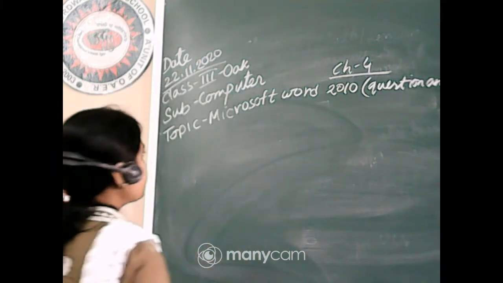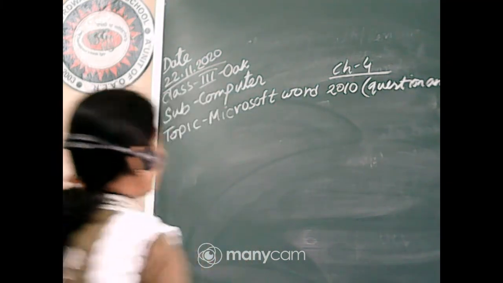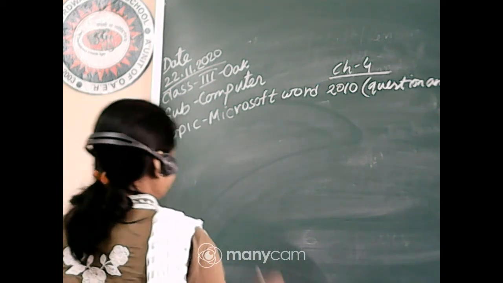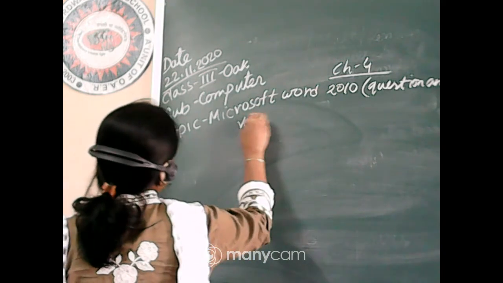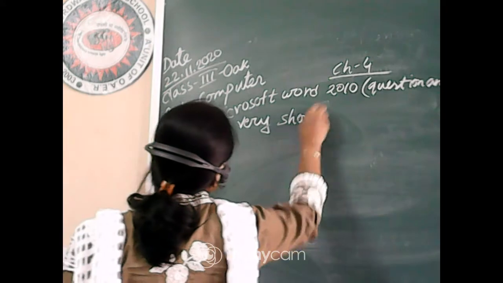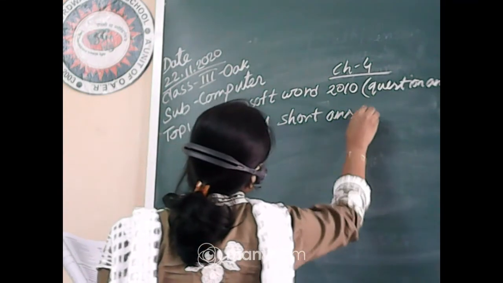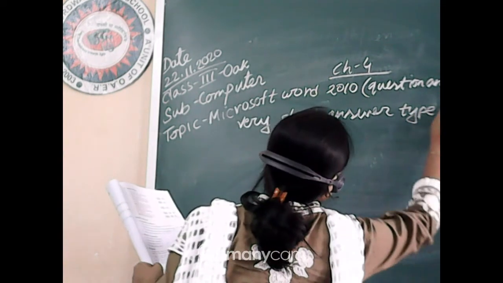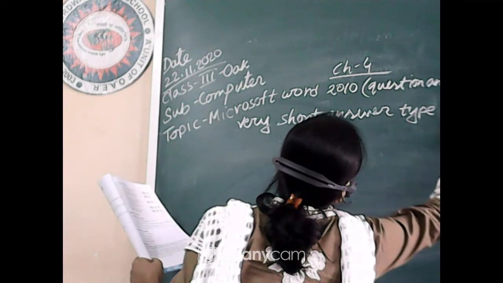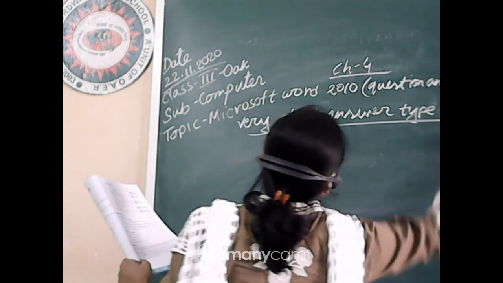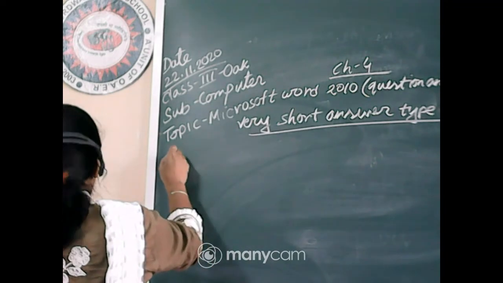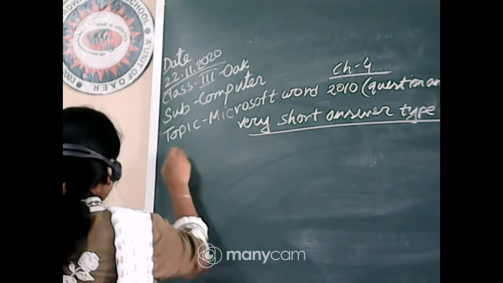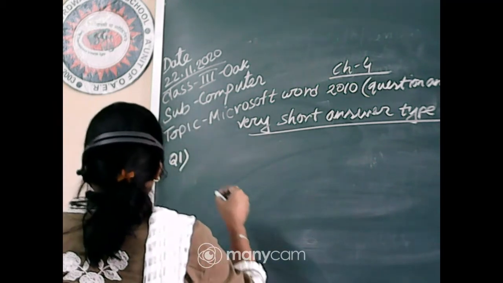Okay, let's start now. Chapter number 4, Microsoft Word 2010. First we will write very short answer type questions. Please mute your microphone, all of you. Question number 1. First write down the question, then the answer.